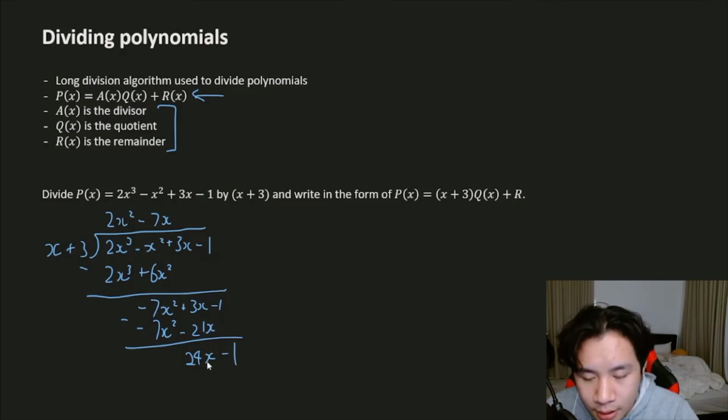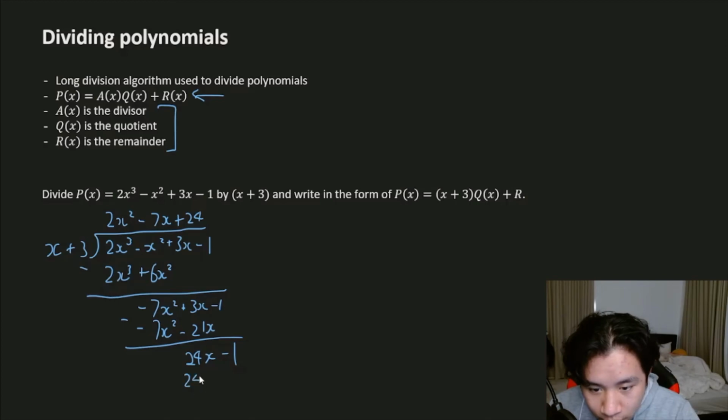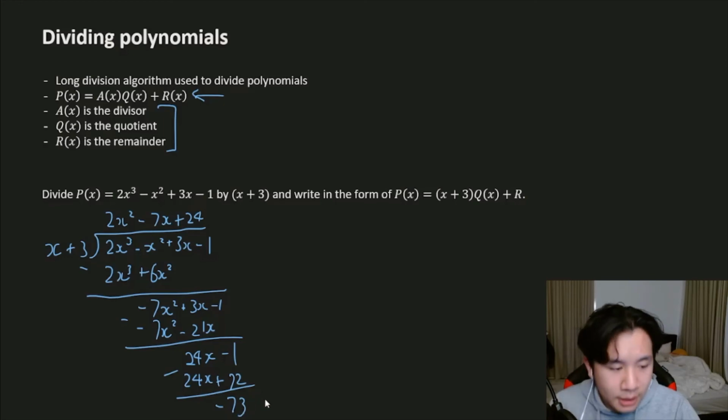Okay, 24x divided by x will give you plus 24. And then times it here. So you get 24x plus 72. Minus these two, you should get minus 73. And this is the remainder, right? Because I can't divide minus 73 with x.